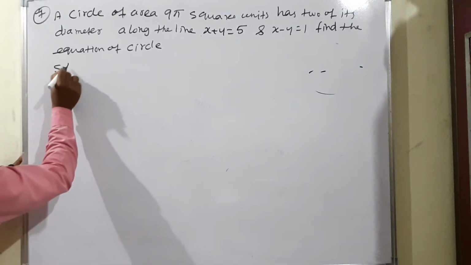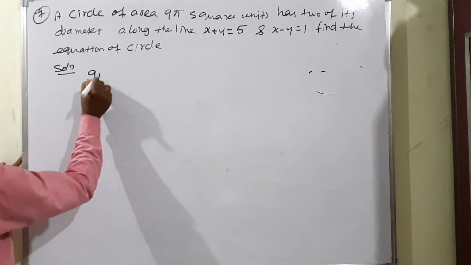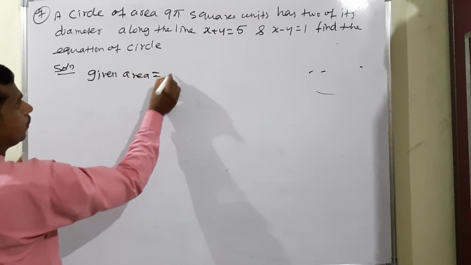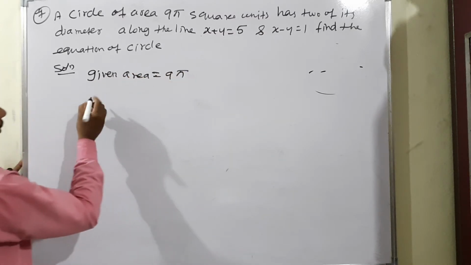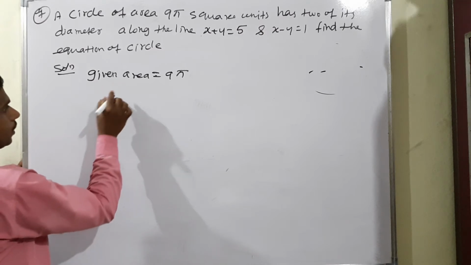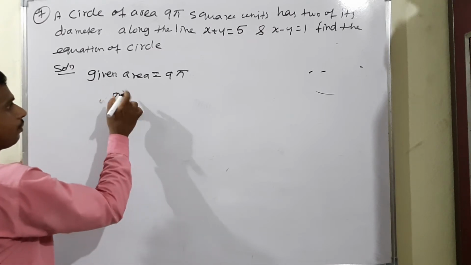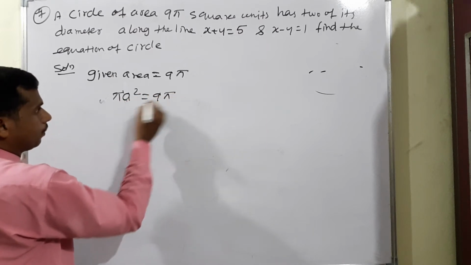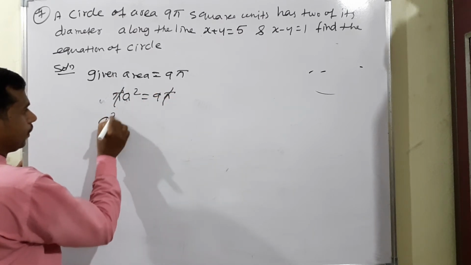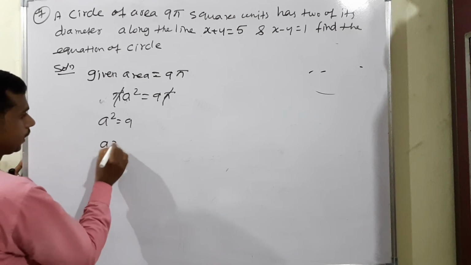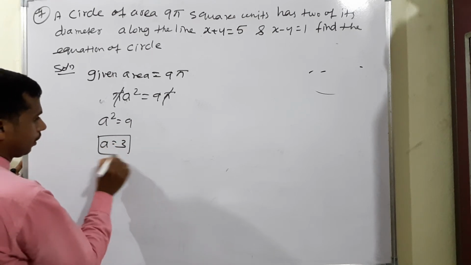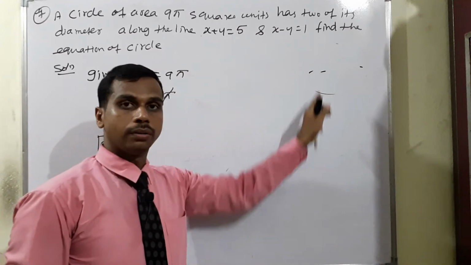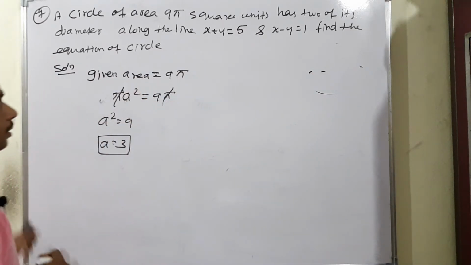Solution. The given area is equal to 9 pi. Area of the circle, what is the formula? Pi r square, isn't it? So, instead of r I can take a, so pi a square is equal to 9 pi, so pi cancels. Therefore, a square is equal to 9, which means a is equal to 3. Okay. After getting the a value, we apply the elimination to find the center, isn't it?